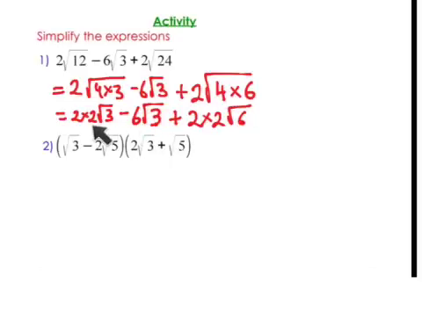And here we've got two common surds there that we're going to subtract. Very good. So that's 4 subtract 6 to give negative 2 root 3 plus 4 root 6.